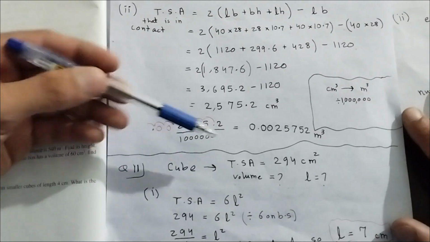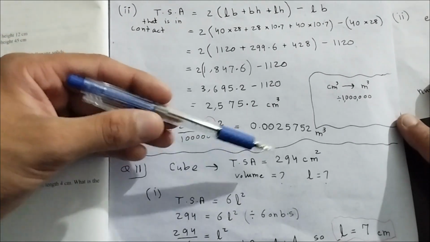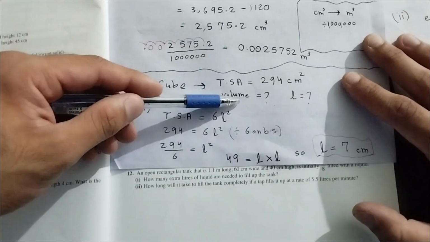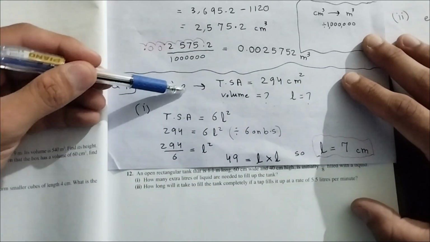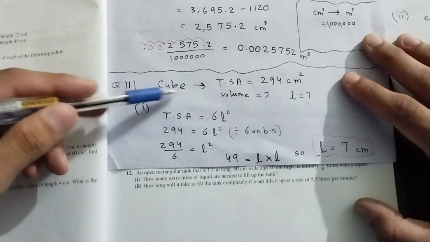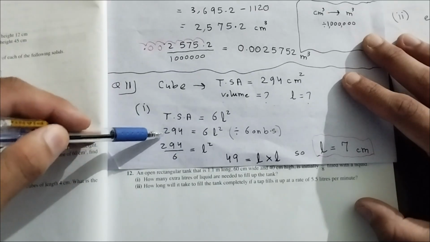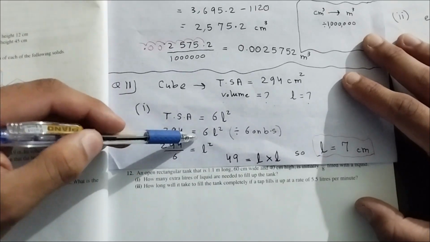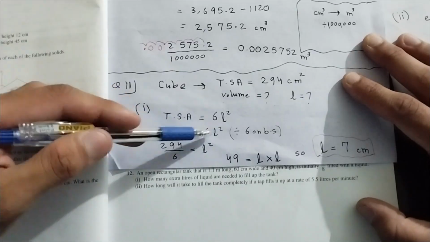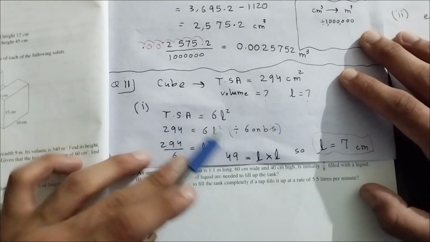We know cube. Okay, so first of all, it is cube. We know the total surface area. We don't know the volume, and we don't know the length as well. In case of a cube, the total surface area is equal to 6 multiplied by length square, right? This is the formula for total surface area of a cube. We know the value of total surface area, so we're going to replace it with its value, which is 294, which is equal to 6L square. Now we're going to divide 6 on both sides. We're going to get 49. 49 is basically equal to L square.